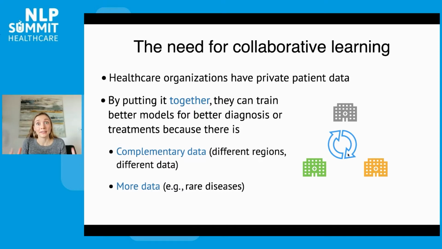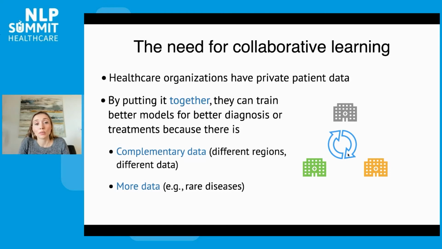Or by putting their data together, they can have more data, which is especially important for rare diseases, such as rare forms of cancer, where one healthcare organization doesn't have enough data, but more organizations together can see more patterns as to what treatments worked well and what treatments didn't work well.